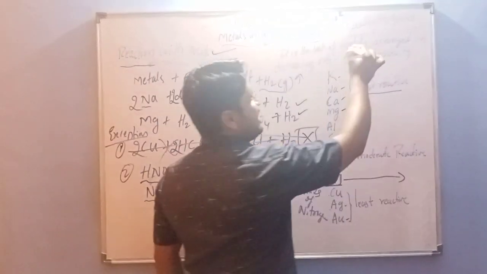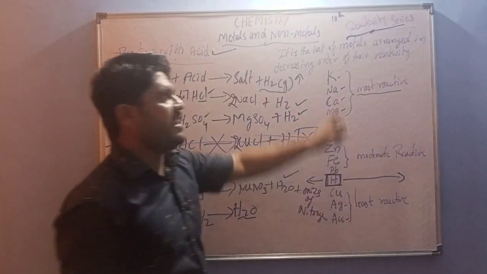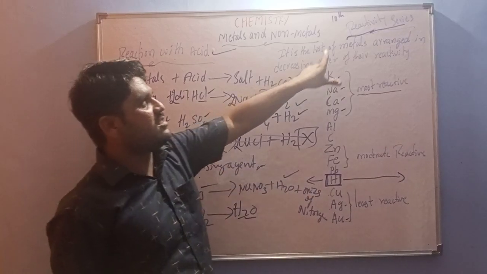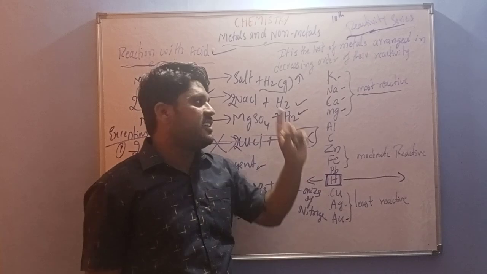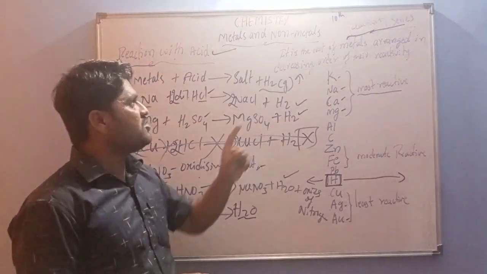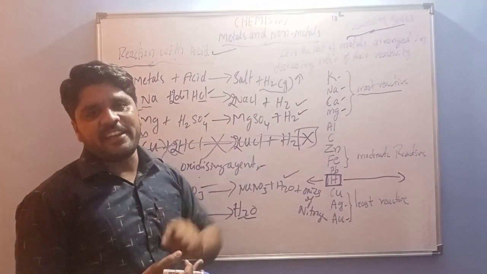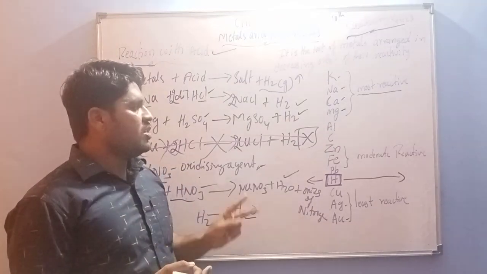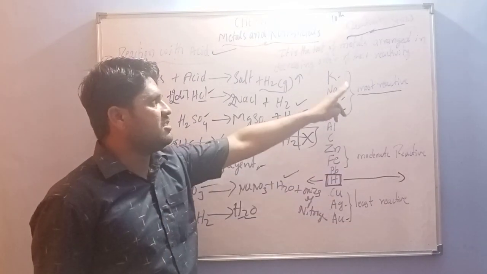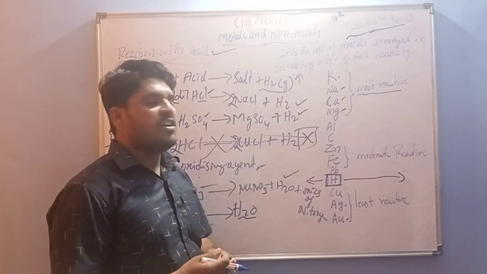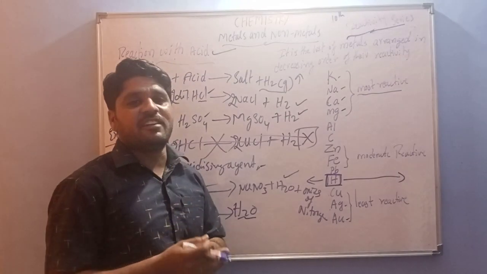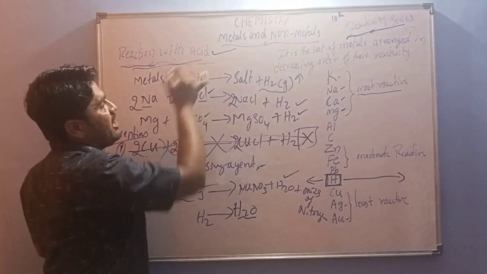This is very, very important: the reactivity series. What is meant by reactivity series? It is the list of metals arranged in the decreasing order of their reactivity. This is the reactivity series, today's very important topic. In the next class, we will discuss some important things regarding reactions with acids.